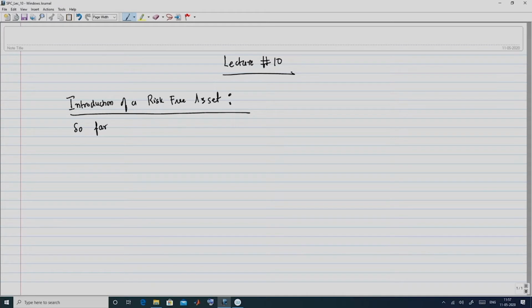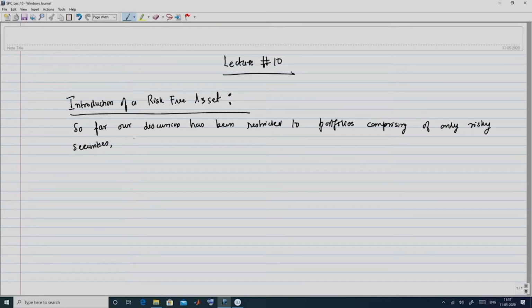So far, we will make the following observation, that so far our discussion has been restricted to portfolios comprising of only risky securities, where the variance of each asset is positive. That means my sigma square is greater than 0.